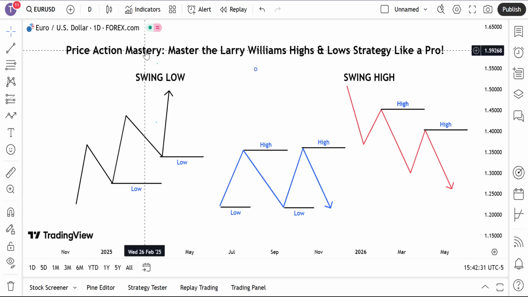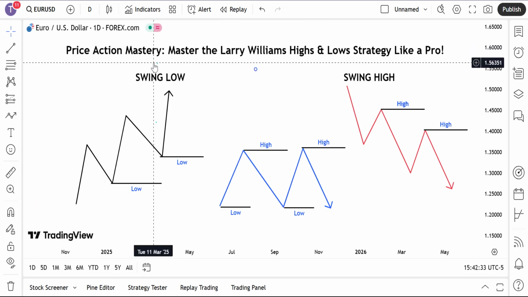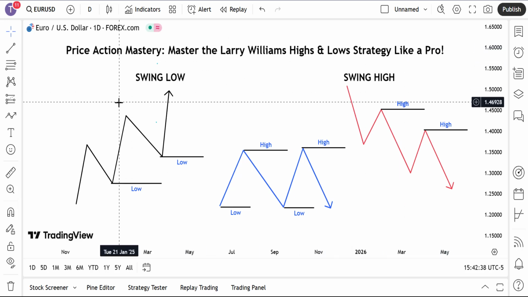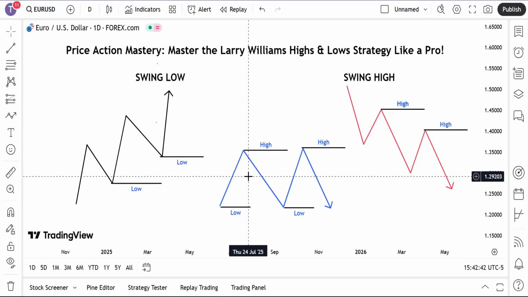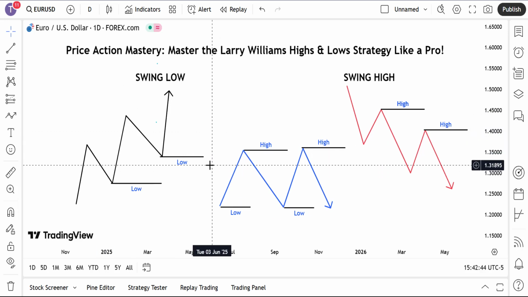In today's video, we are going to talk about price action: mastering the Lawrence highs and lows strategy like a pro. So let's quickly understand what the strategy is in this video. The Lawrence highs and lows strategy helps traders to find when the market is ready to change trend. It works by spotting special price patterns that show when buyers or sellers are stepping in.